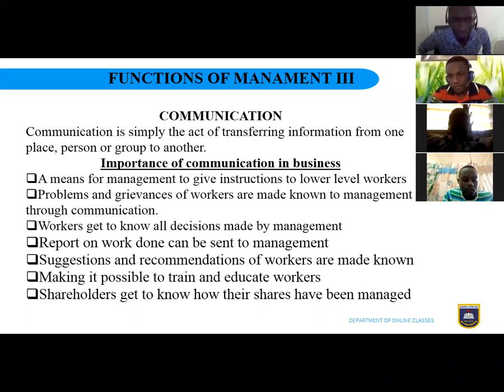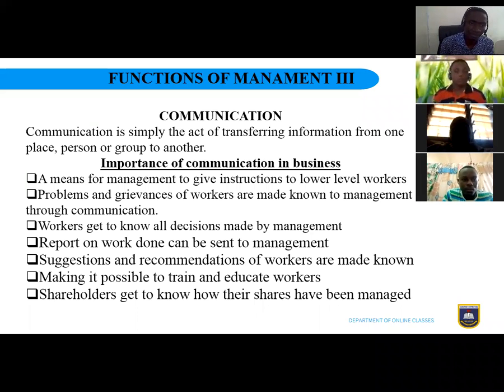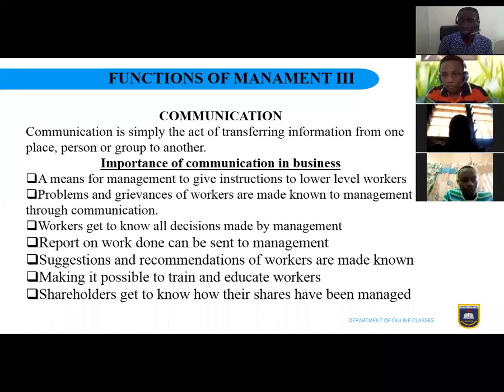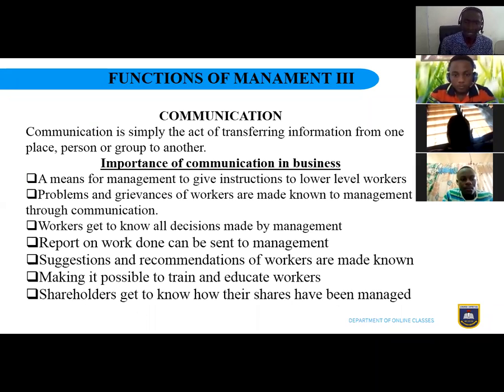Okay, so what is communication? On the screen, you will see that communication is simply the act of transferring information from one person or place to a group, or a group to another. So whenever there is communication, there is a sort of transfer of information which can come from one individual, one place, or a group, to another person, another place, or another group.